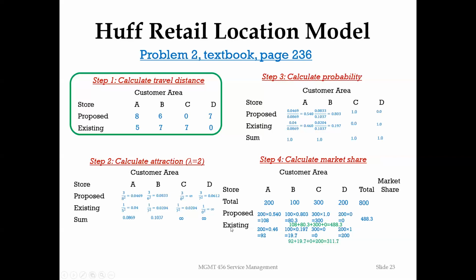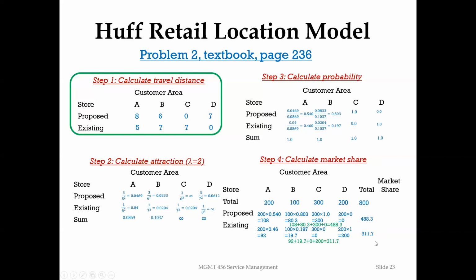And for the existing store, we do a similar procedure. We add these four numbers: 92 plus 19.7 plus 0 plus 200. It gets 311.7. So in total, $311.7 thousand will be spent in the existing store.